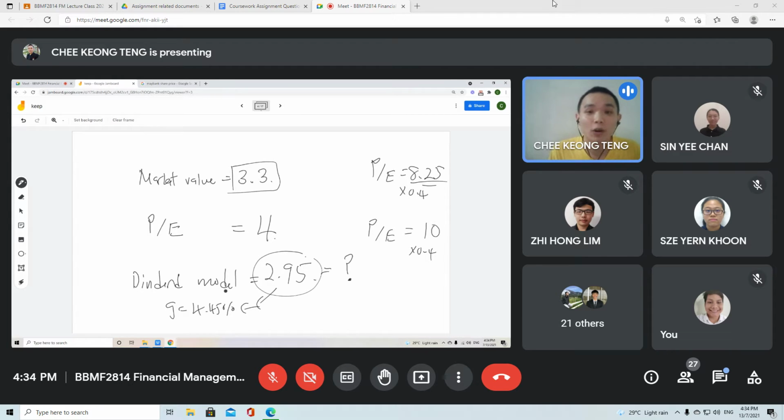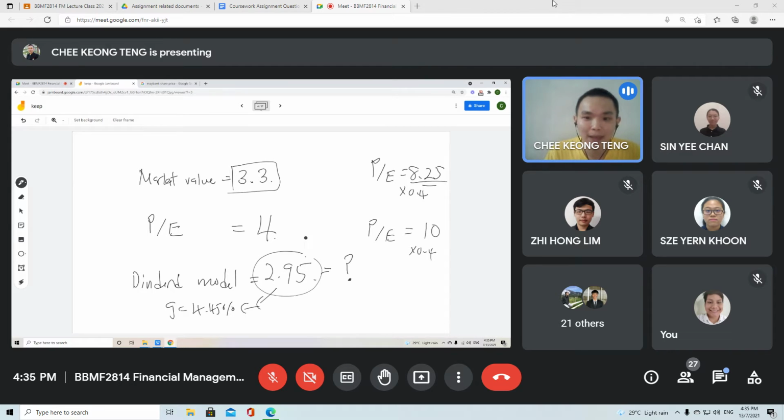If your dividend model is correct, you need to justify why you think it is correct, until you can say that now the share price, like what you mentioned, is overvalued by 35 cents. It's too expensive, and it should be this one. Yes, nothing wrong with that, but you need to be able to justify. I think in your answer, you did not justify why. You just said that it's undervalued by 35 cents.